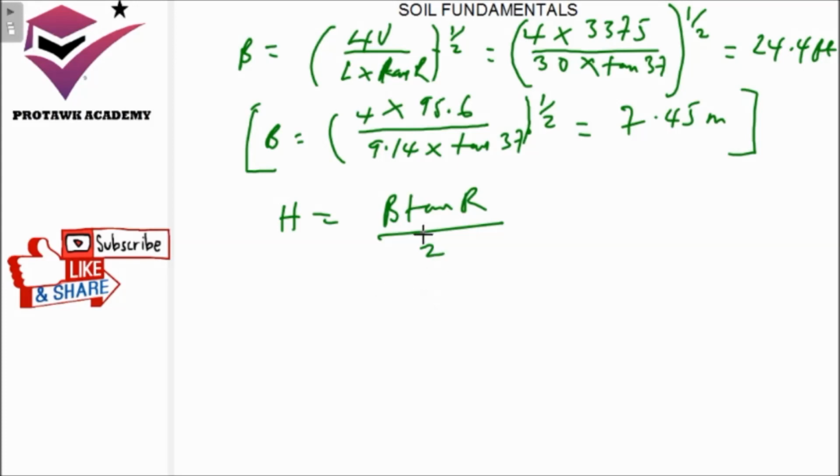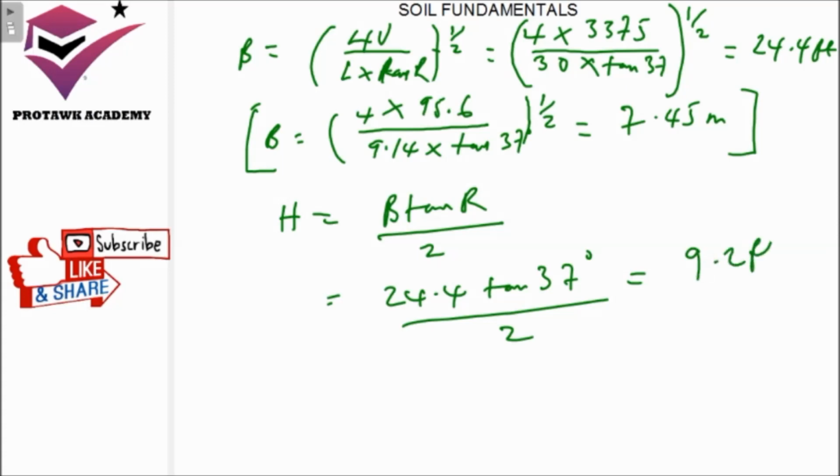We already have our B already. So to do this for the feet, we have 24.4, which is this, tan, you know what our R is already, tan 37, which is the angle of repose, over 2. Divide this by 2. This will give us 9.2 feet.